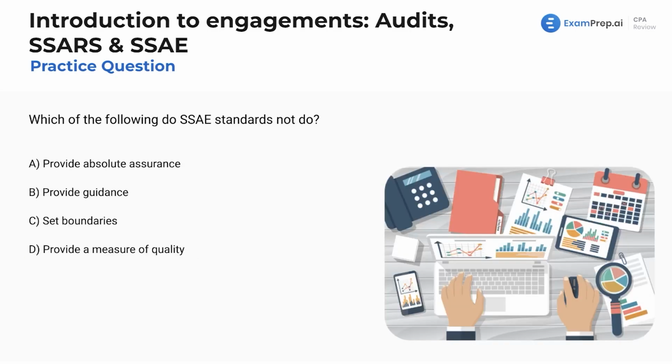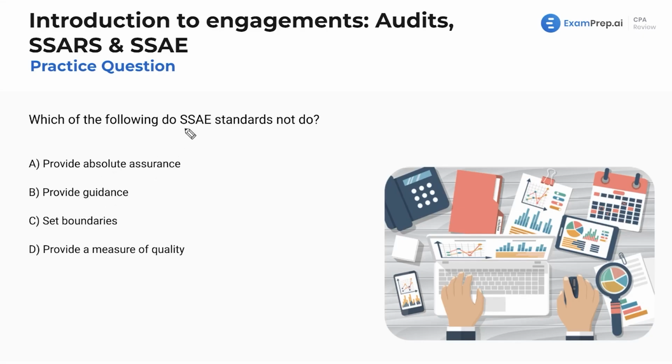One more here. Which of the following do SSAE standards not do? And with that note, I would say no standards would do this as well. Let's take a look. Well, provide absolute assurance. Yeah, that does stand out, and I will say this throughout the entire exam as we go through it. Nothing provides absolute assurance. The only thing guaranteed are death and taxes, right? So absolute assurance, that is likely going to be our answer, but let's just keep going.